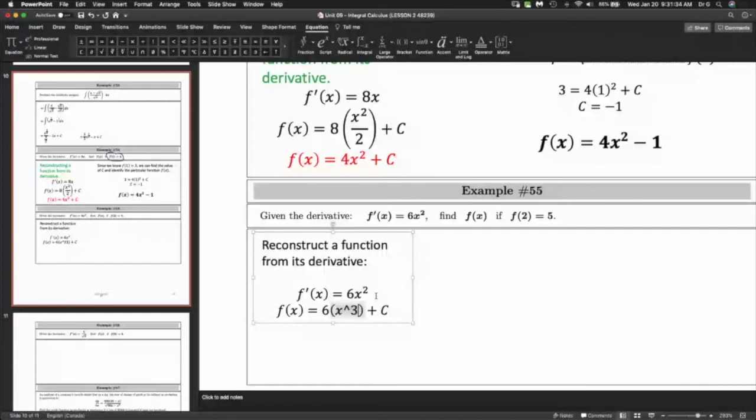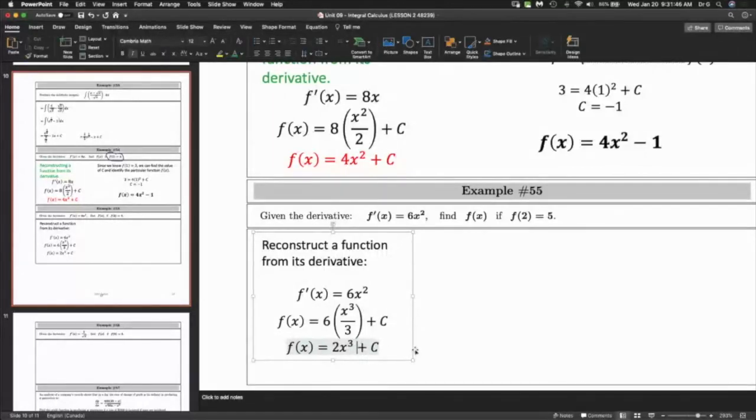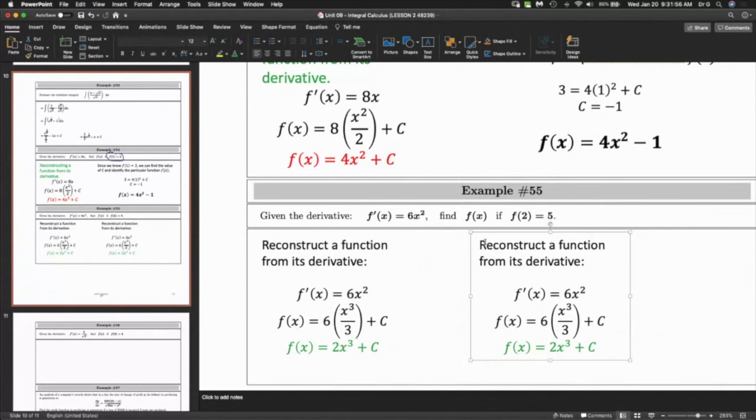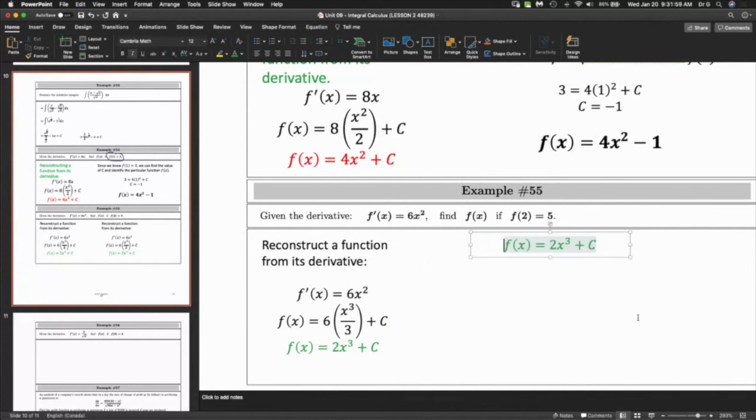And we can clean that up, of course, because that needs a little bit of TLC. That's 2x cubed. There you go. So that's the family of solutions. It's a milestone, but it's not the final answer. So now we're going to take that further and actually do something useful with it.